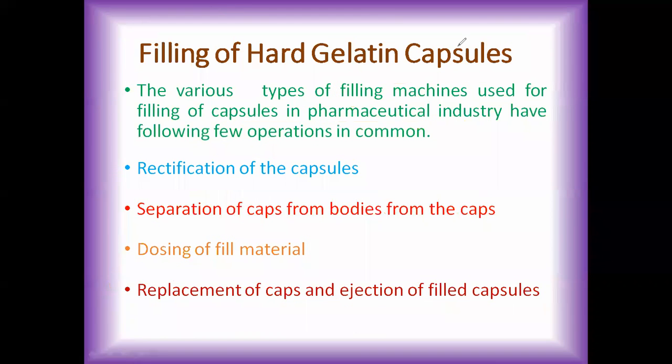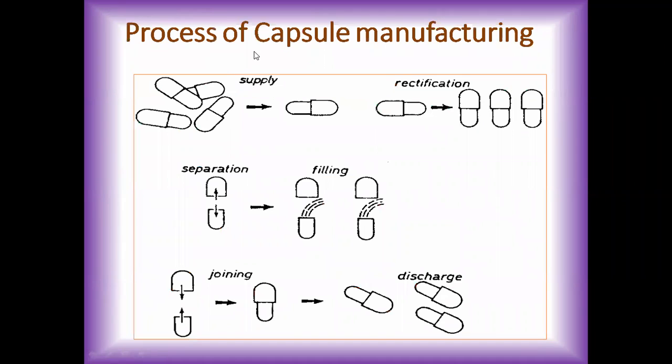Now from the next slide, you will come to know, with the help of this schematic diagram, how the overall process of filling a hard gelatin capsule shell takes place. These are the capsules which are supplied by the vendors. You can see here the orientation of the capsules is not uniform. It is not in the same direction. So these capsules are passed to a channel.